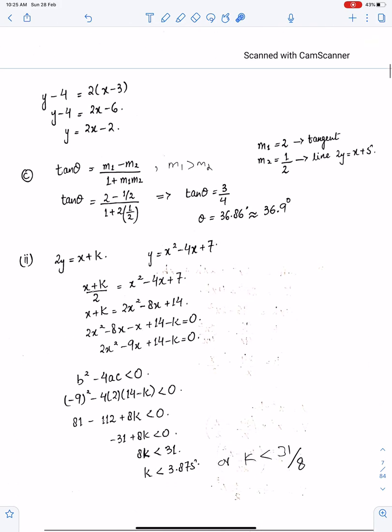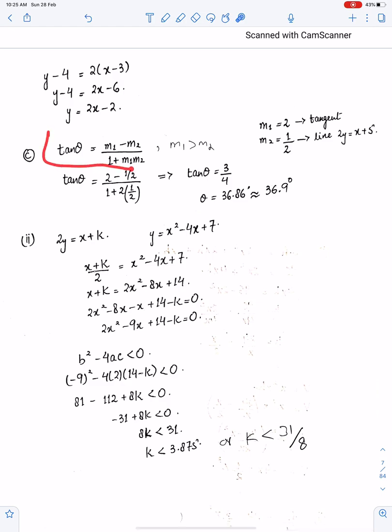For that, you should remember this formula: tan theta equals (m1 minus m2) over (1 plus m1 times m2), where m1 is greater than m2. We use this formula when we need the angle between two lines. In this formula, the larger gradient will always be considered as m1 and the smaller gradient will always be considered as m2. Therefore, get the gradient of the tangent and this line.